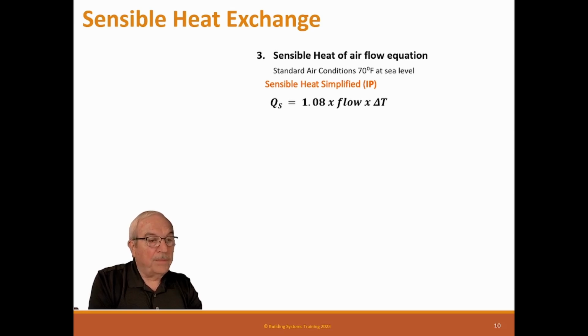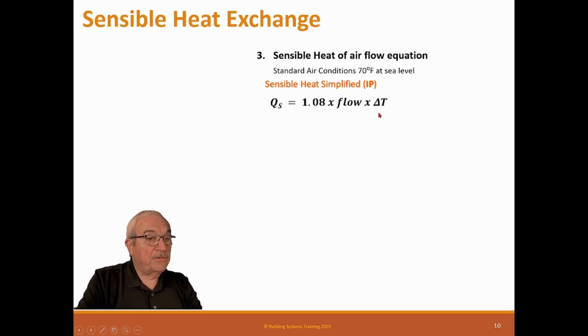Now, if you go up in elevation, the equation does change as the density of air changes. And if you go up a lot in temperature. Now, if you go to 75, it's minuscule. It will never make a difference. But if you go to 140, it has changed. So basically, Q, which is BTU, equals 1.08 times flow times the delta T.